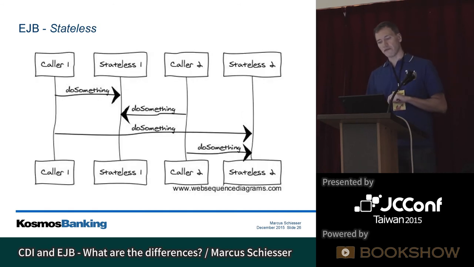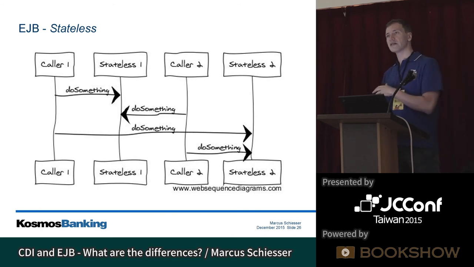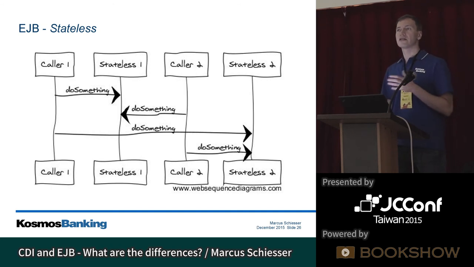And now we have a so-called stateless enterprise Java bean, EJB, where we have now a couple of callers. We have two callers, and we're doing a couple of method calls. And what we see here, we're not sure which instance we're getting. One time we might get this instance, one time we might get that instance. So what does that mean, actually? It means that we cannot store any data in these instances because we never know what instance we are getting. And that's the reason they are called stateless. You're not supposed to store any state there.